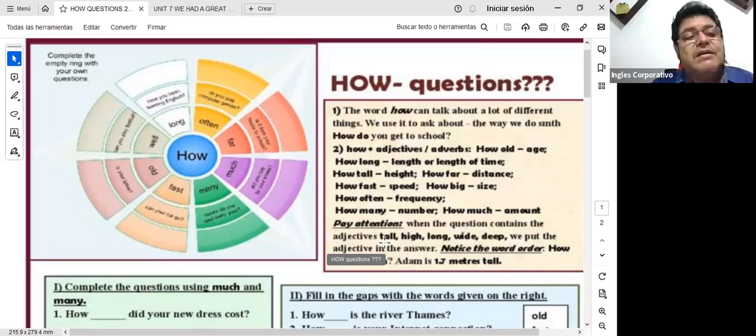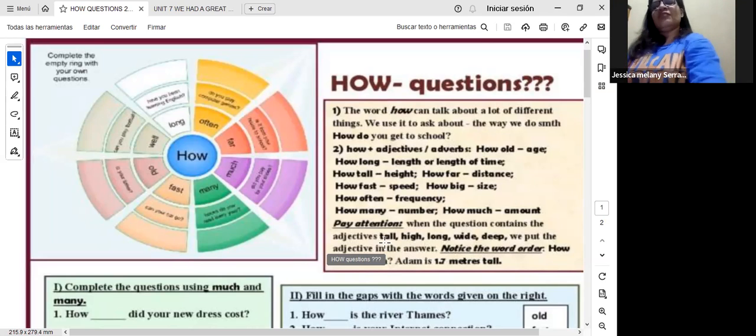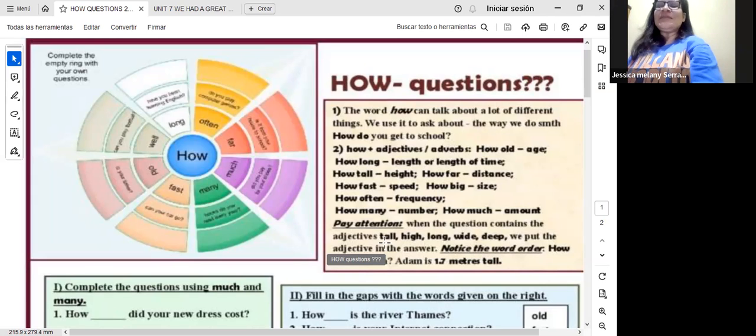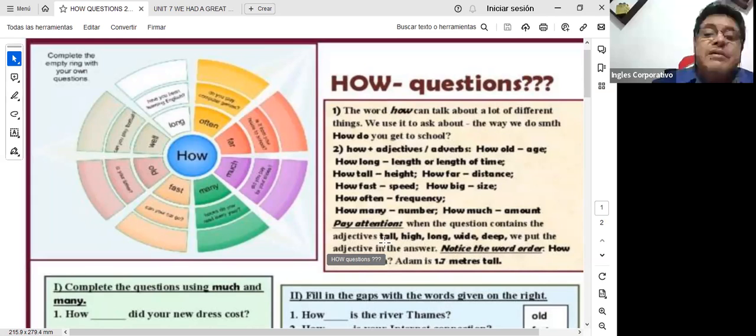That's the question. Me, for example, I am medium height. Okay, good. That's the example. Now let's go to the practice here.